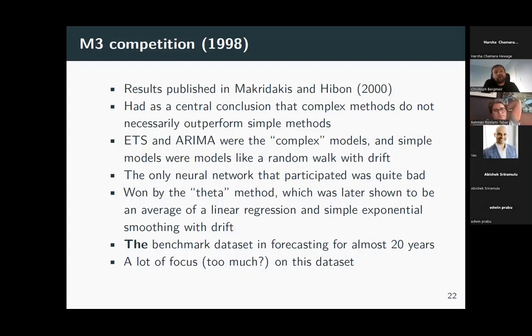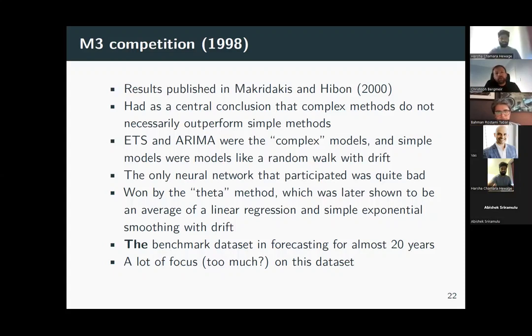Okay, so I want to start talking about the M3 competition. There were M1, M2 competitions before. And this M3 competition had as a central conclusion that complex methods do not necessarily outperform simple methods. In that context, actually, ETS and ARIMA were considered complex models. And the simple models were things like a random walk with drift, which means, random walk means a naive forecast, you just take the last observation, and drift means you put a kind of constant change on it.